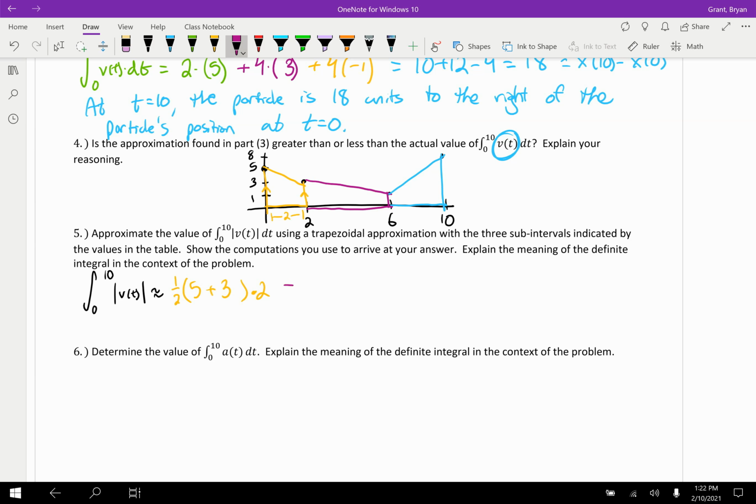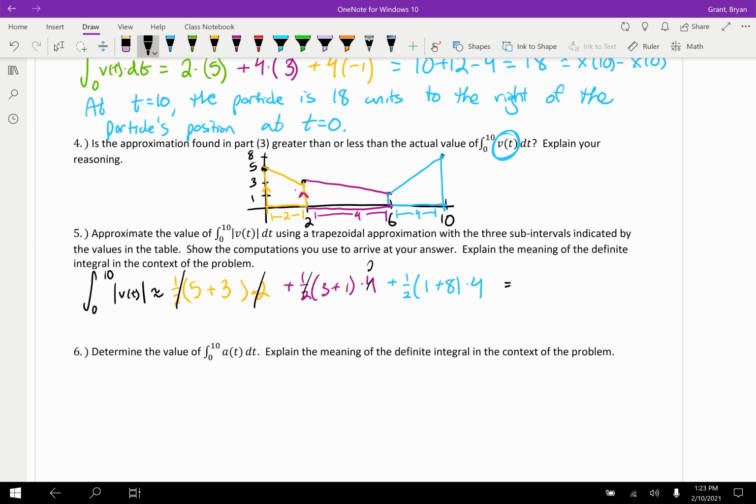All right, next trapezoid, we have 1/2. The first base is 3, the second base is 1, and then the base is 4. And then last but not least, we have a 1/2. Base is 1, base is 8, and then the actual base is 4, but that's really the height. So we're right here. Cleaning this up a little bit further, those cancel.